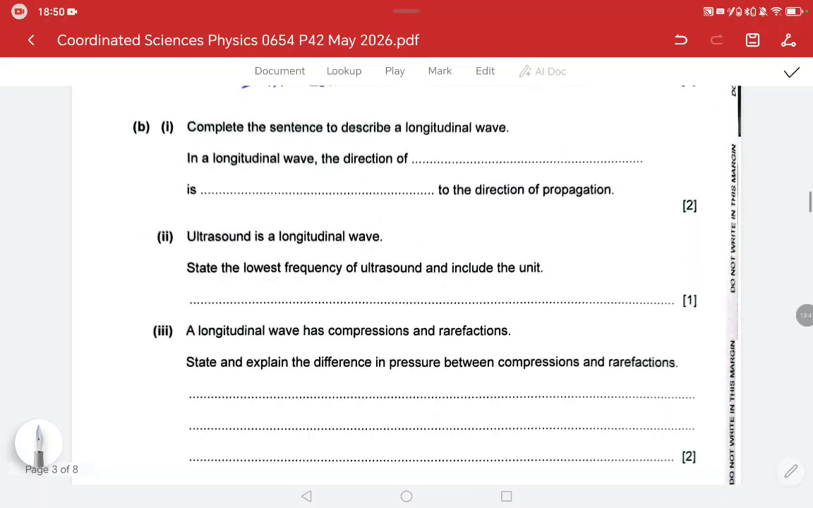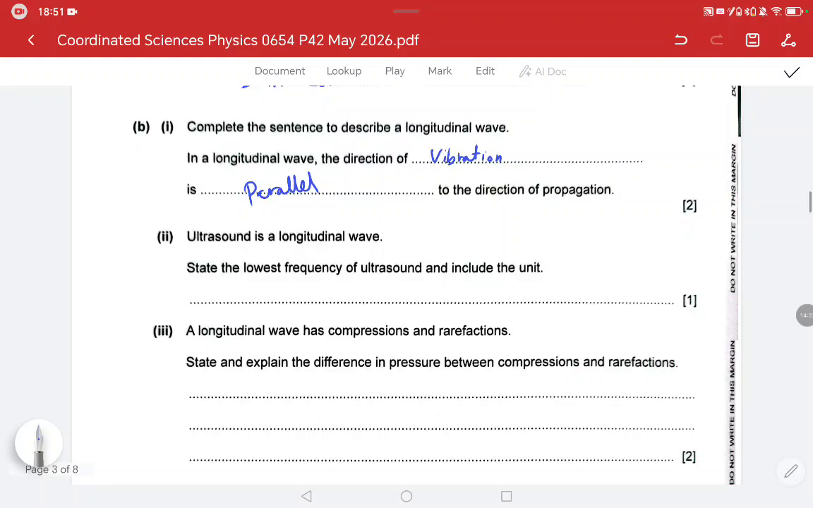Next one. Complete the sentence to describe a longitudinal wave. Look here, they are talking about the direction of space is 2. So the direction of what? As we mentioned, the direction of the vibration. So you can write vibration. As we said before, oscillation or vibration, you can write either. So the direction of vibrations is parallel to the direction of the propagation.